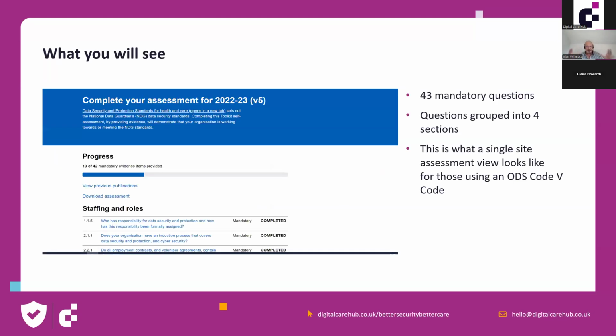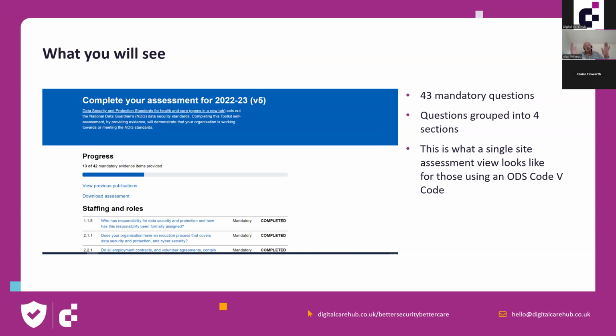Okay, so once you've logged in, what does it look like? Well, for single site locations, it will look like this. At the top of the screen, you'll see there is the blue banner that says complete your assessment for the relevant year. And underneath that, there is a progress bar, which will show how many items have actually been completed. And in this instance, it says 13 of 42, so it means there are still some questions to be answered. You can also view your previous publications or download the assessment.